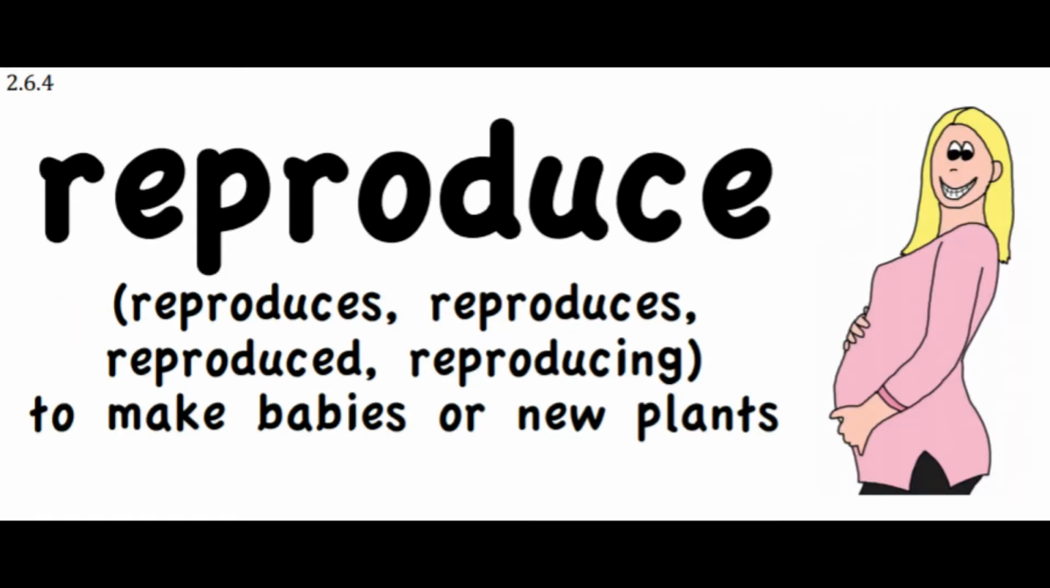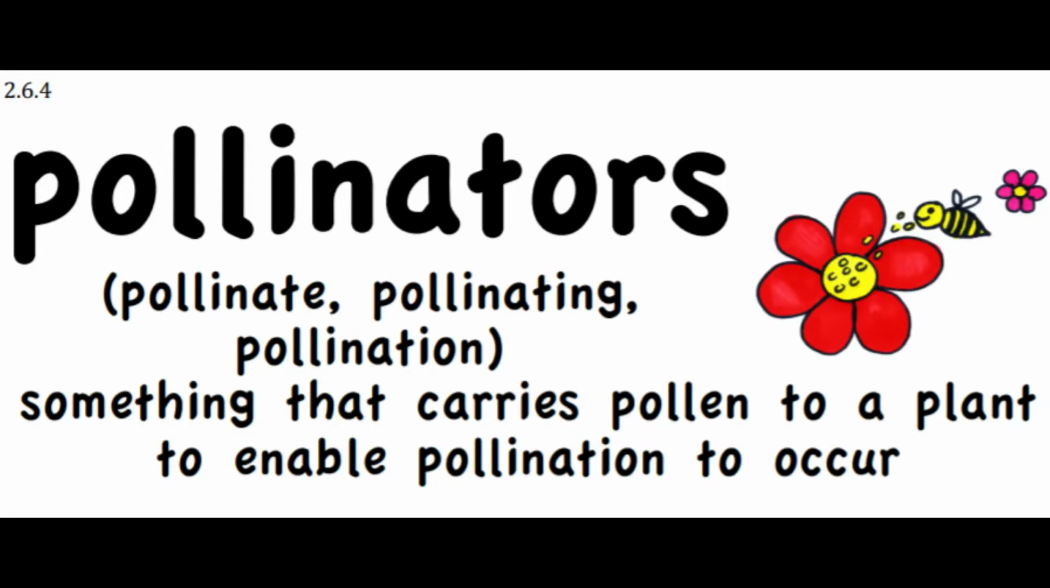Reproduce. Reproduce means to make new animals or plants. Plants need pollen from other plants in order to reproduce or make seeds for new plants. Pollinators. Pollinators are animals that carry pollen to and from plants. Insects are perhaps our planet's most important pollinators. We need them so that we can have beautiful flowers and plants to eat.